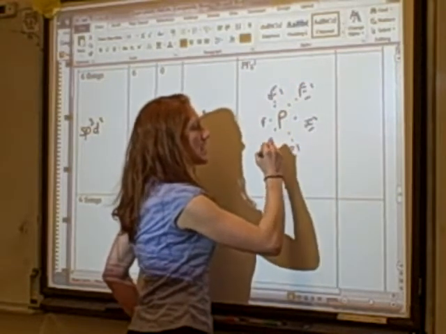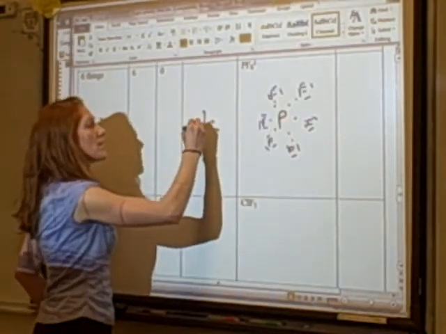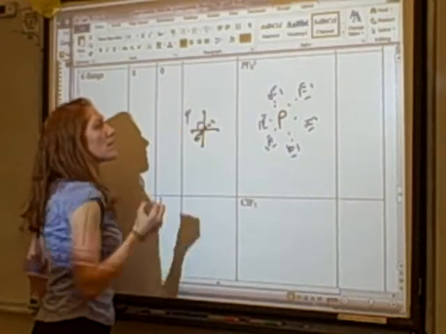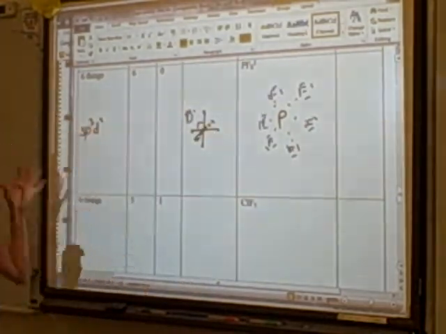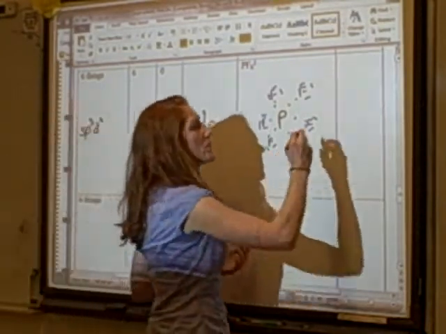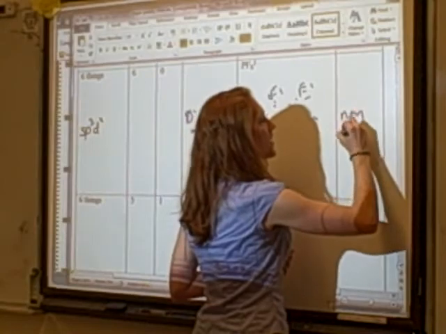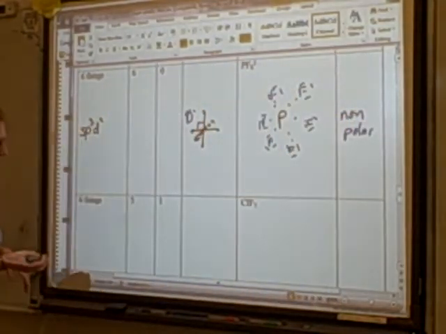This shape has 90-degree bond angles all the way around. So every single one of these, all angles are 90 degrees. Since they're all 90, and you can tell every time you flip the thing over it looks the same, it's symmetrical. So this is a nonpolar molecule if you have all the same atom attached to the central.